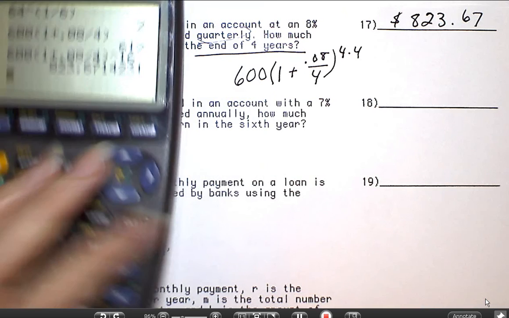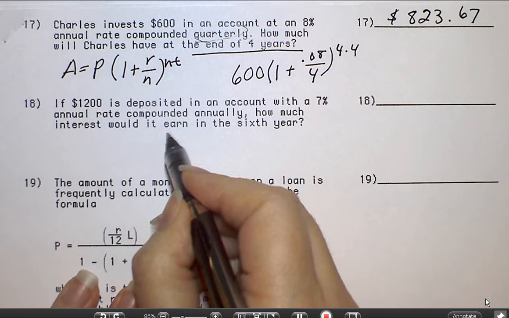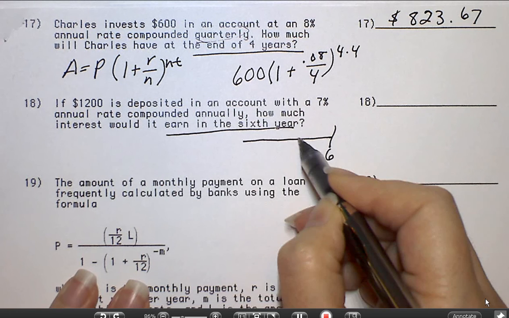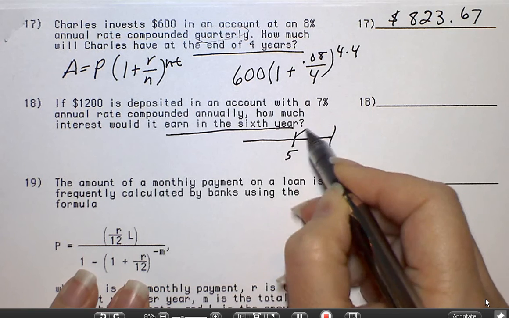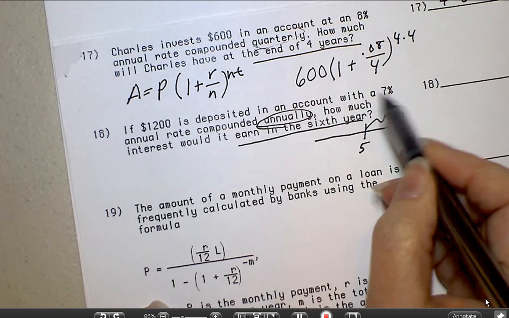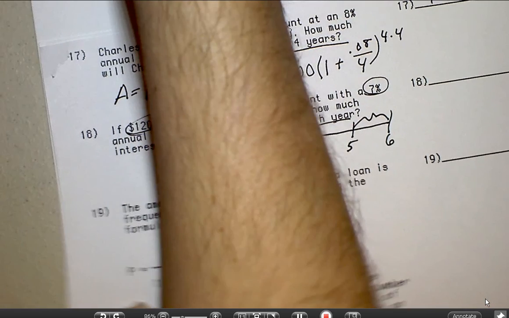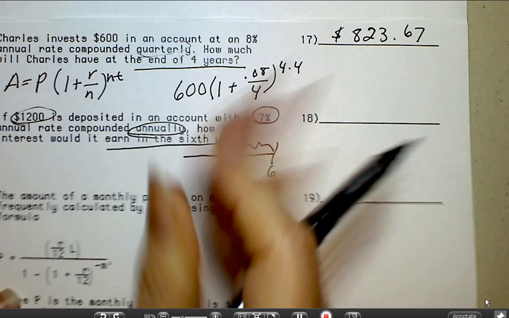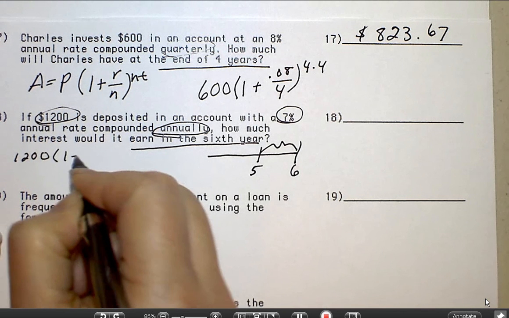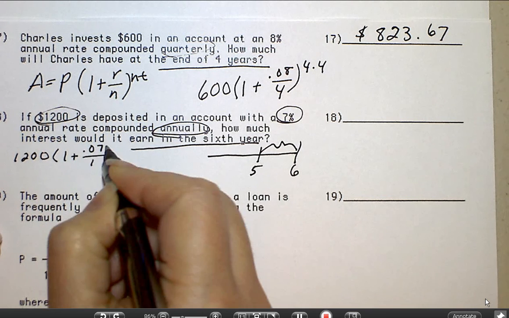Now on 18 it says what we have at the end of the 6th, or earn in the 6th year. So if you find how much you get at the end of the 6th year, then you have to think about what you get in the 5th year and then subtract the two. It says that it's compounded annually at 7%, and we have 1,200. So we have 1,200 times (1 plus R, which is your 0.07, over N, annually, so it's 1), raised to the 1 times your time, I'm going to do 6 years, times 6.